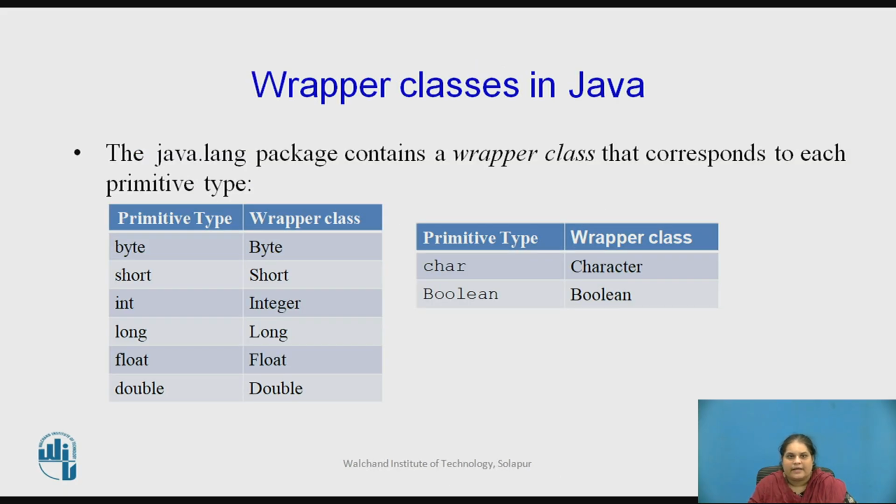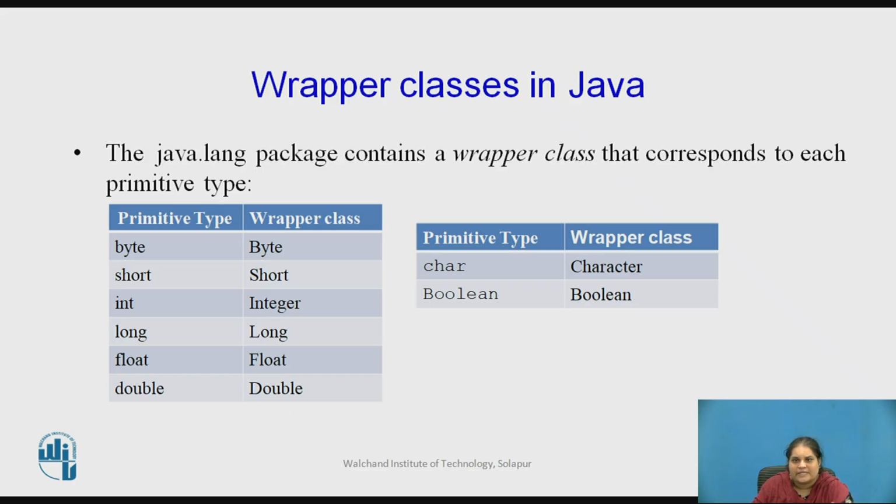The java.lang package contains a wrapper class that corresponds to each primitive data type. The primitive data types present in Java are byte, short, int, long, float, double, char, boolean. The primitive data type starts with a small letter, and the corresponding wrapper class starts with a capital letter.